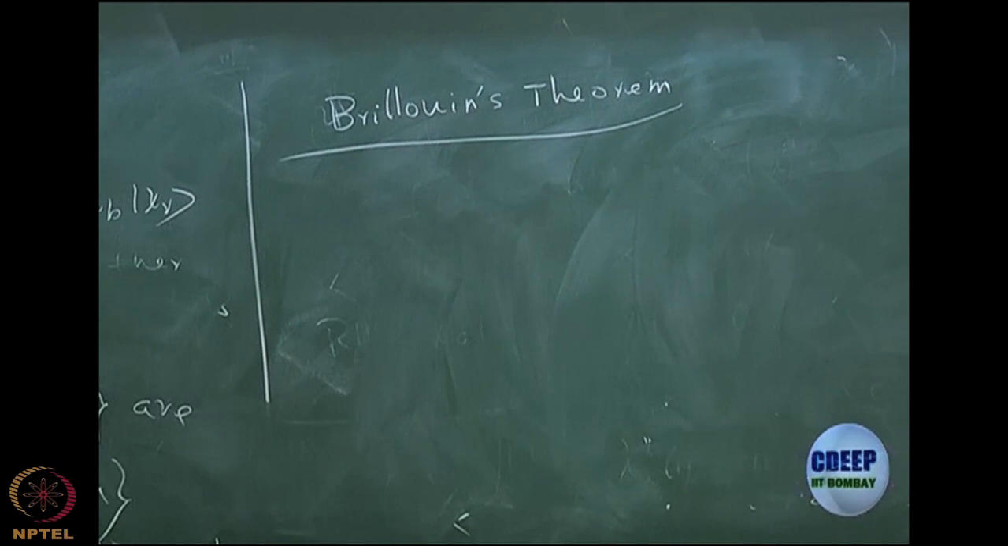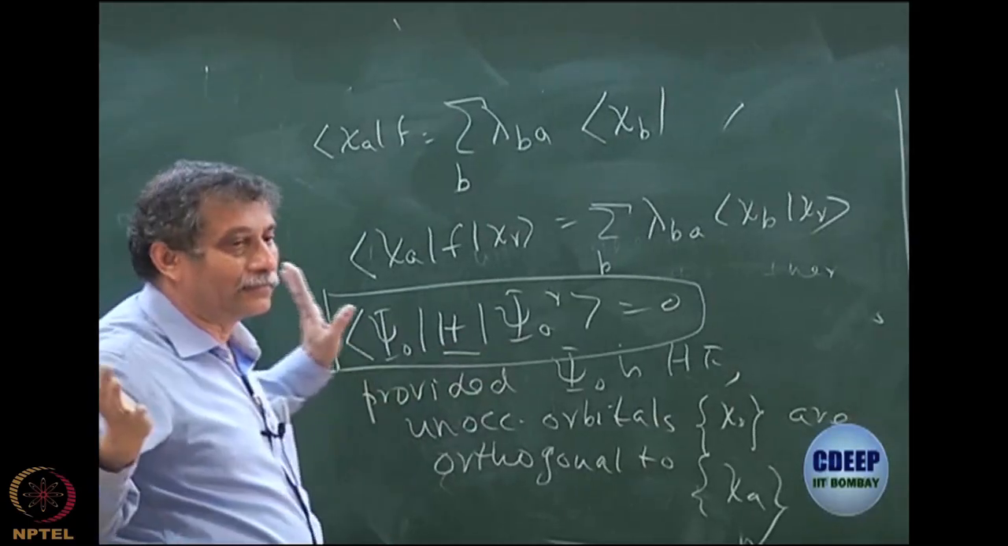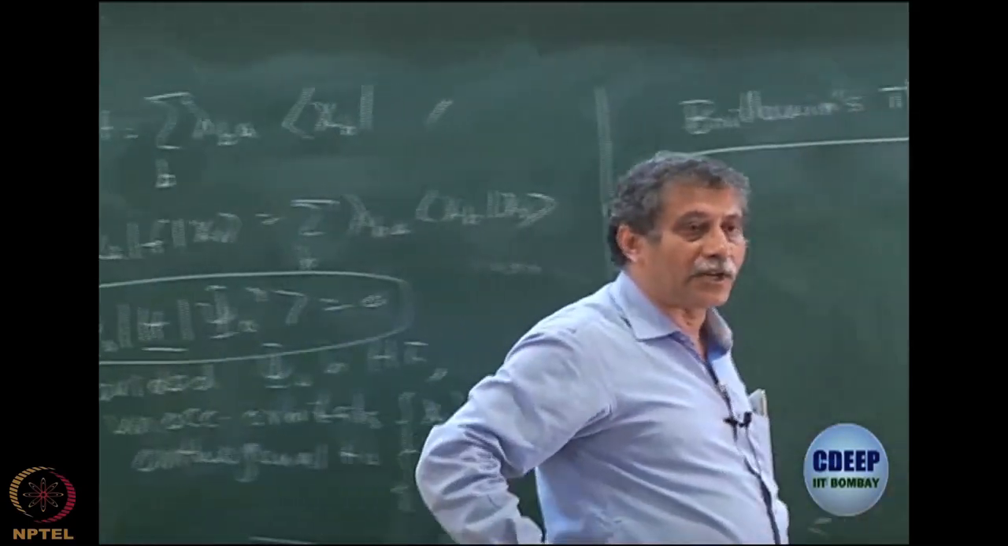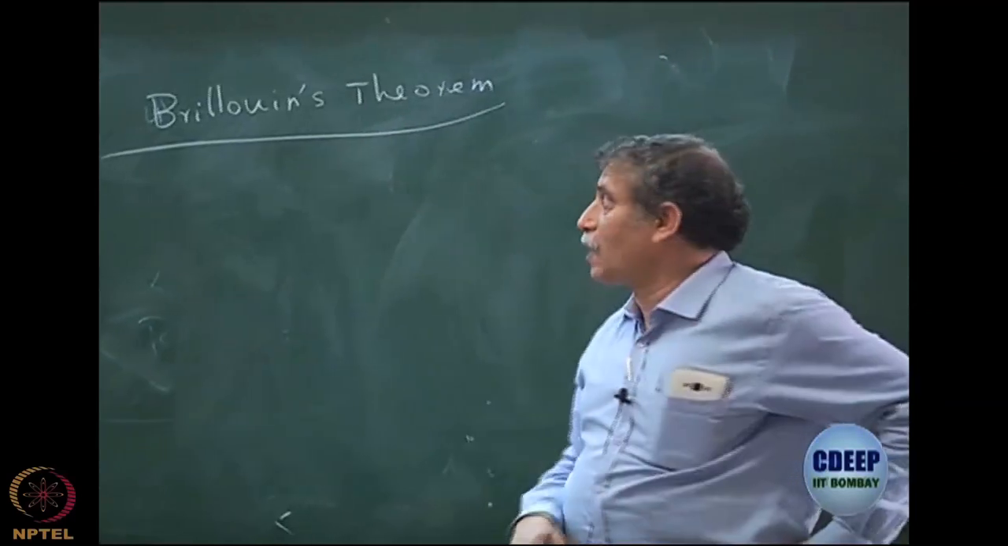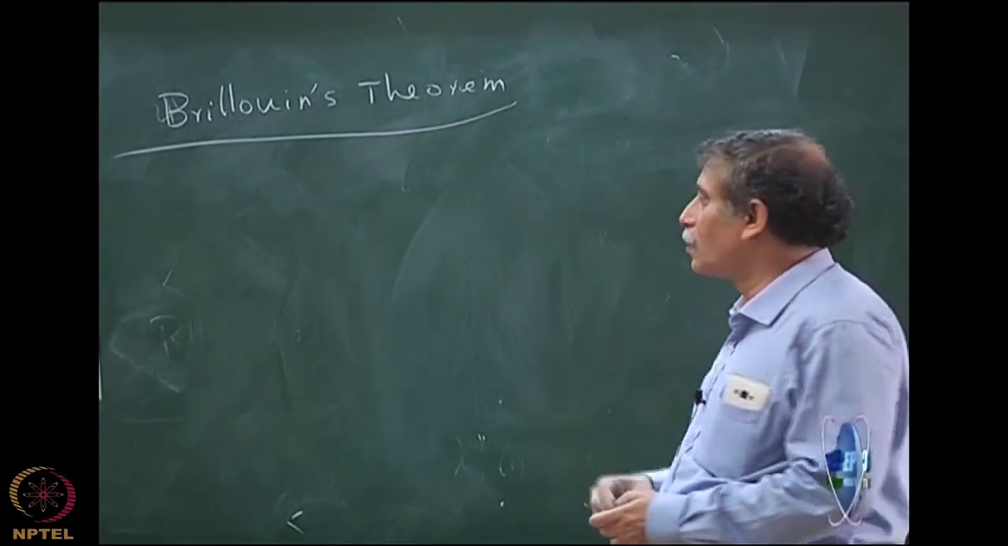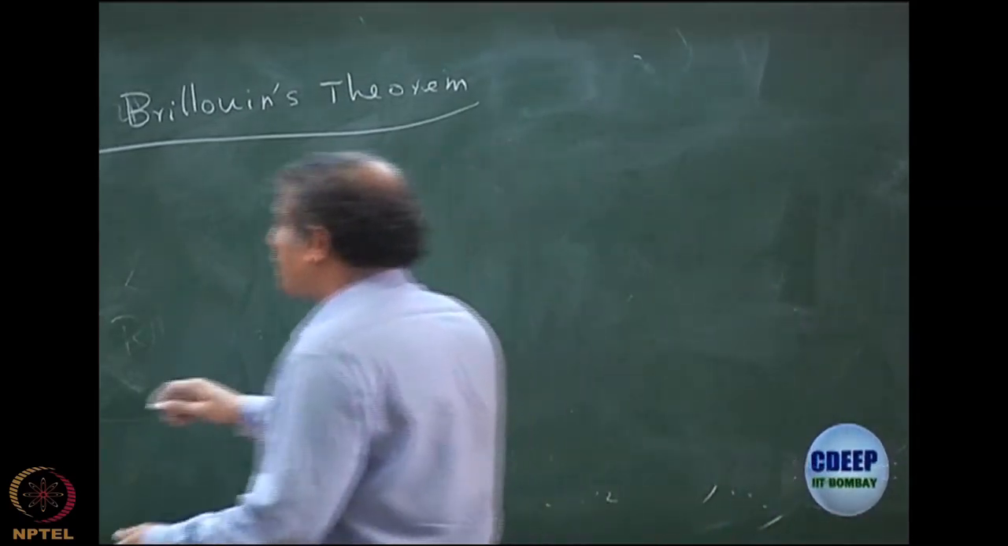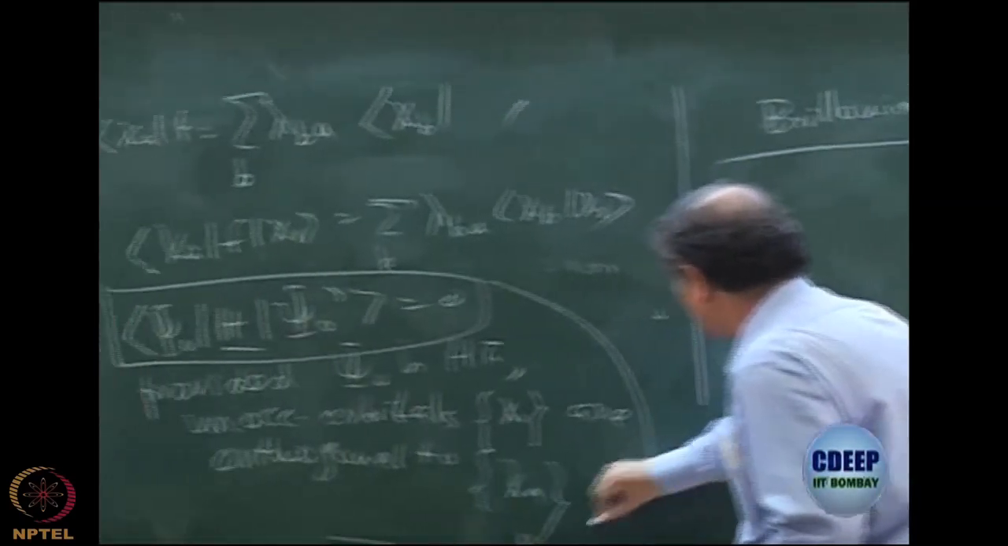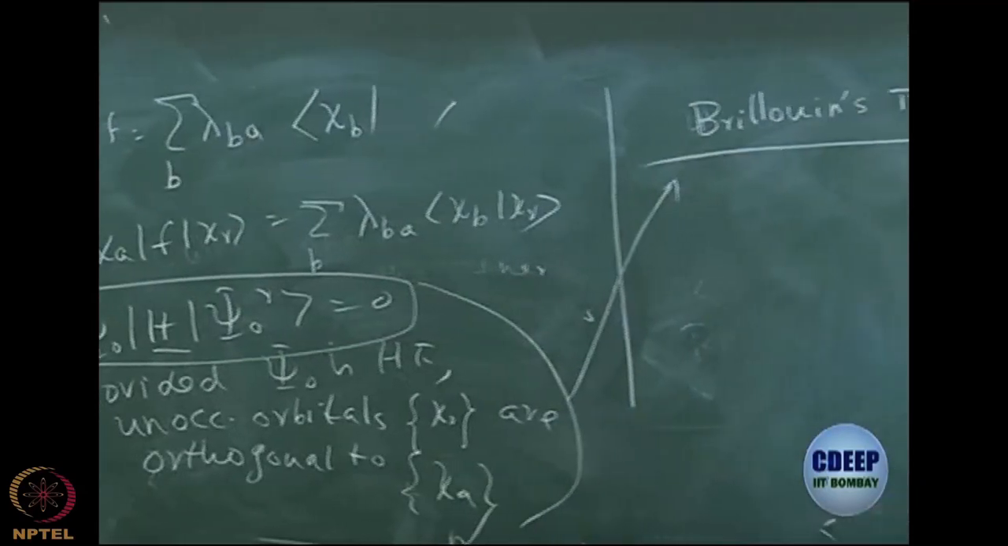So, as long as psi 0 is Hartree-Fock, I construct a set of spin orbitals which are orthonormal, and then the determinant is 0. That is Brillouin's theorem, and it will have a serious consequence when you do the later part of the correlation theory. This statement is just Brillouin's theorem.